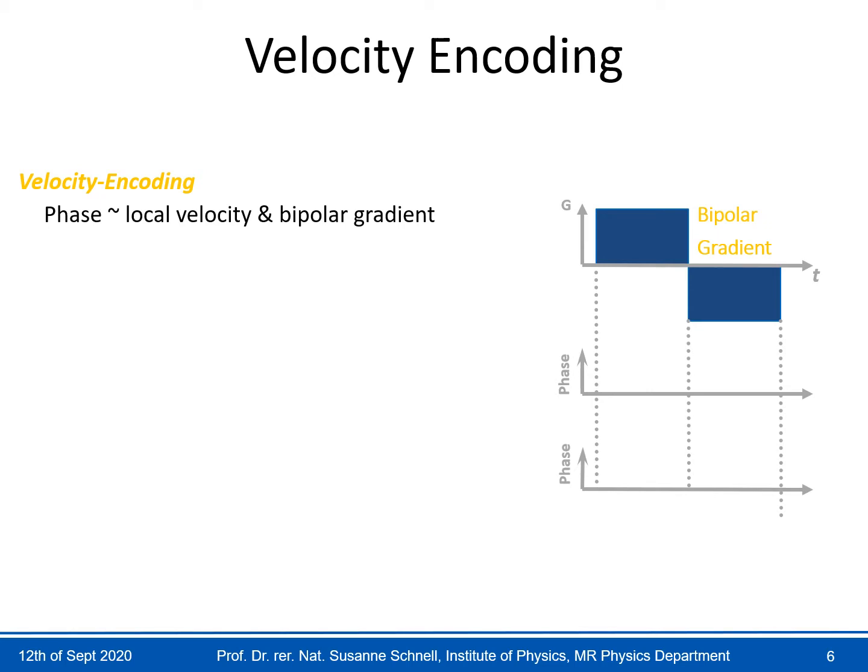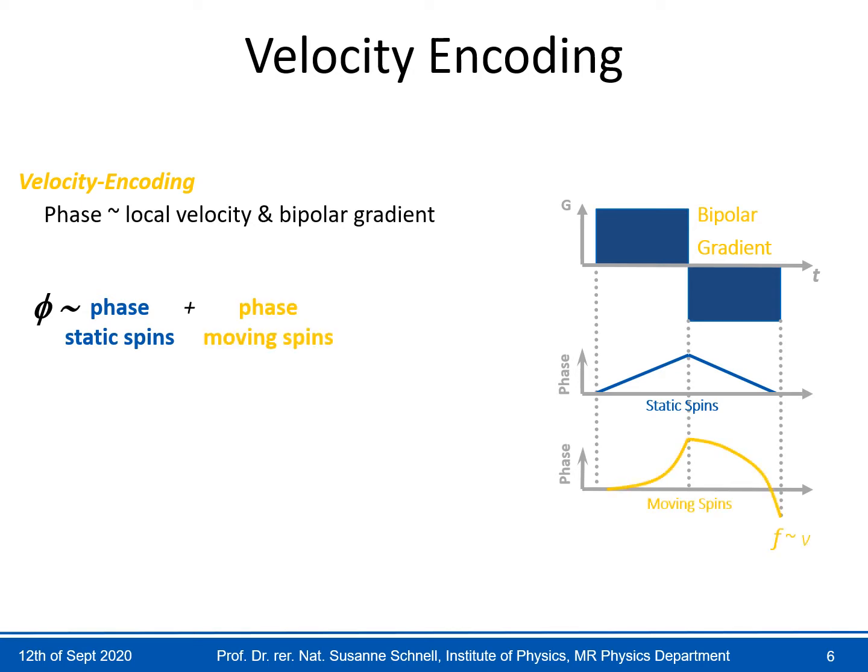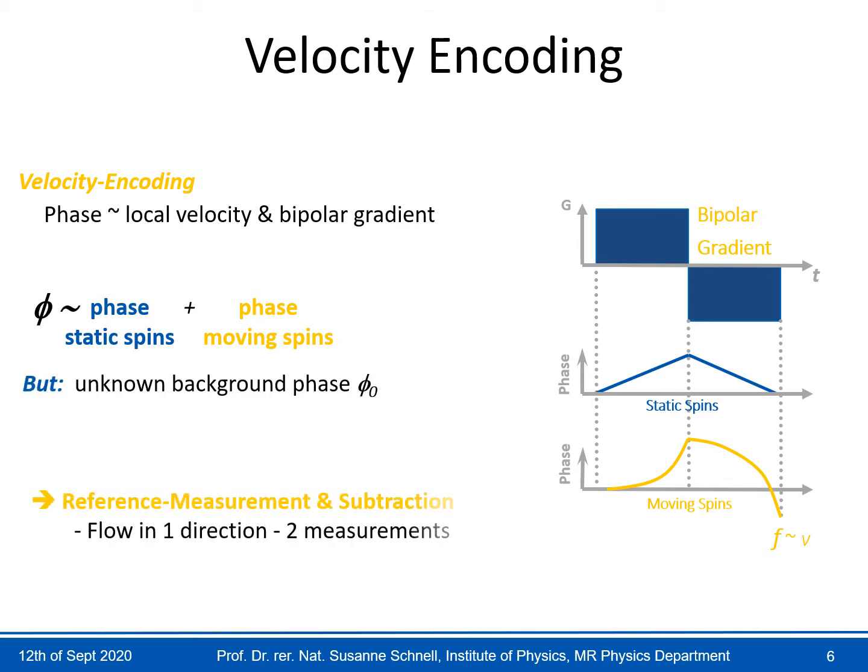Here is an example. If we have spins that are not moving, so-called static spins, then after switching a bipolar gradient like this, the phase accumulates to a certain amount and then goes back to zero. If we have moving spins, for example in blood or tissue that is moving, then we have at the end of this bipolar gradient a phase accumulation that is proportional to the velocity the spins were moving.